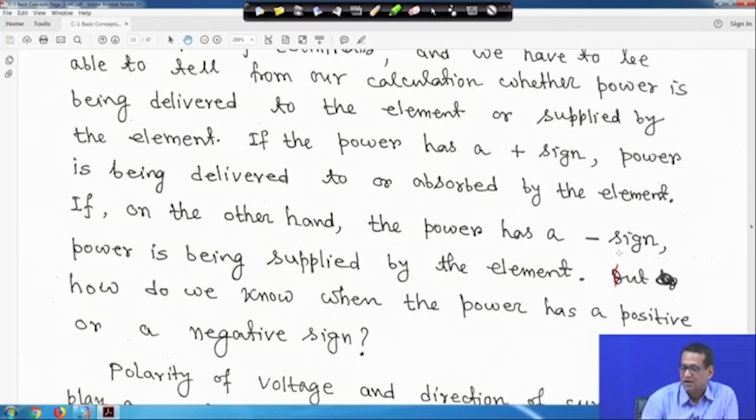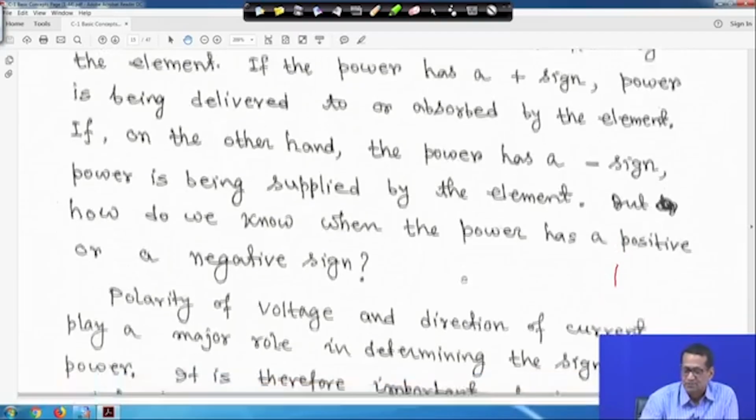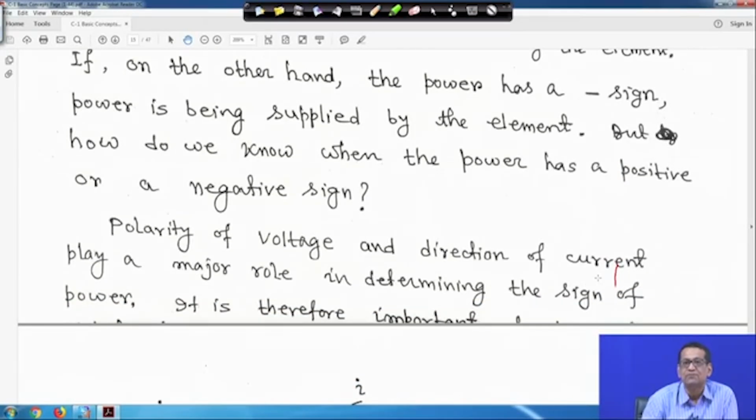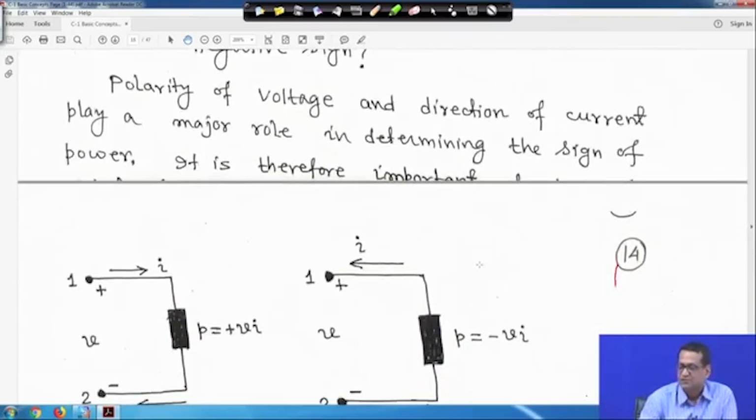But how do we know when the power has a positive or a negative sign? This is the question. The polarity of voltage and the direction of current play a major role in determining the sign of power. It is therefore important to see this.